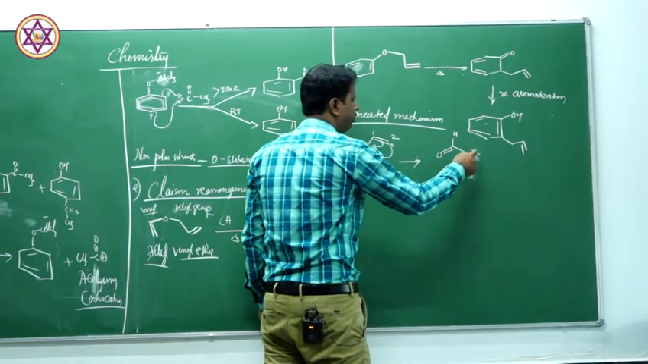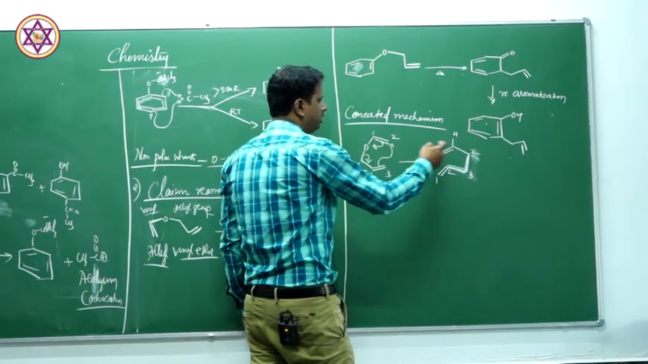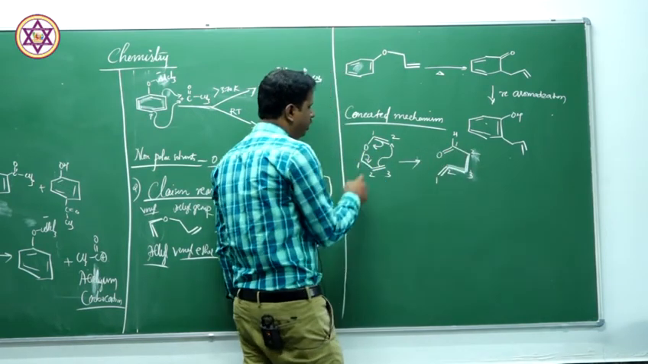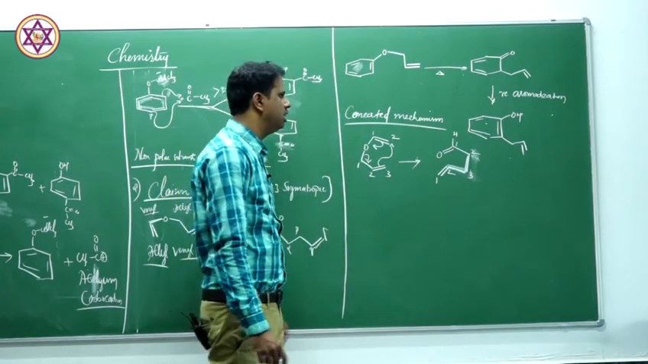There is a new sigma bond between 2 and 3. Here is a sigma bond. New pi bond between 1 and oxygen, and new pi bond between 1 and 2. That is how you understand the shifting of electrons.